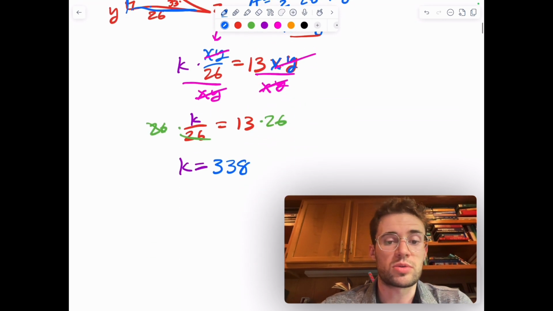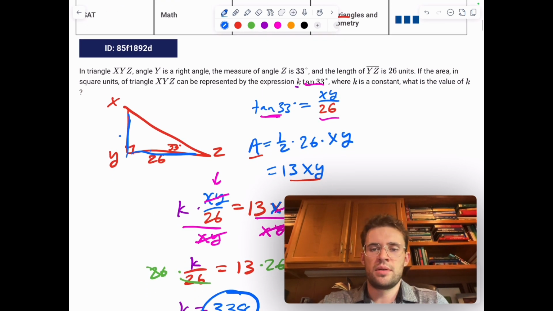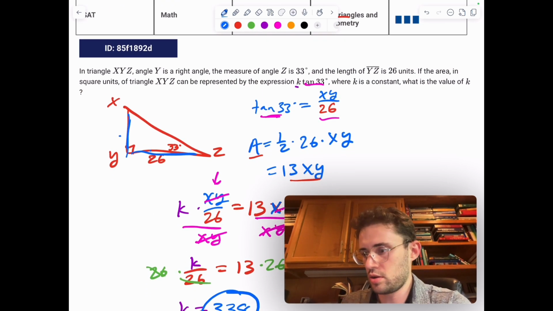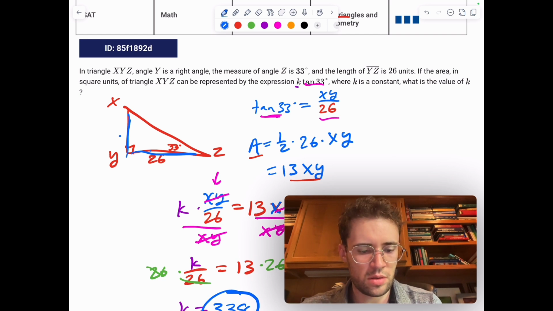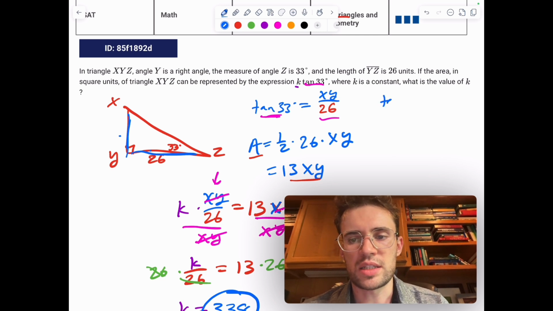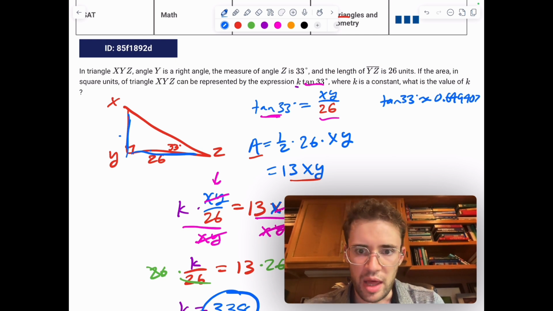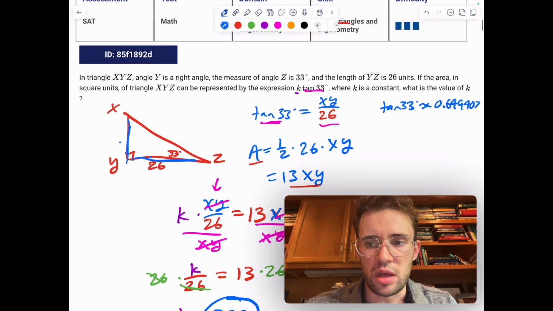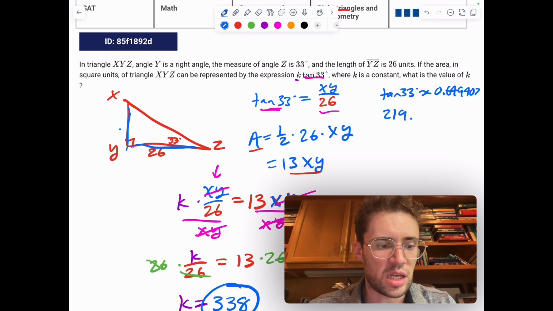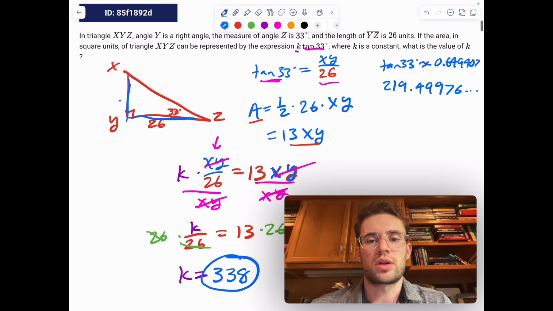All right, and there's no multiple choice, so we'll just say that's our answer. And just to check it, let's type in tangent of 33 degrees on your calculator. Make sure you're in degree mode. The calculator estimates tangent of 33 degrees to be about equal to 0.649407. And now if we multiply that by 338, it gives me 219.49976, and so on. It's an irrational number, goes on forever.